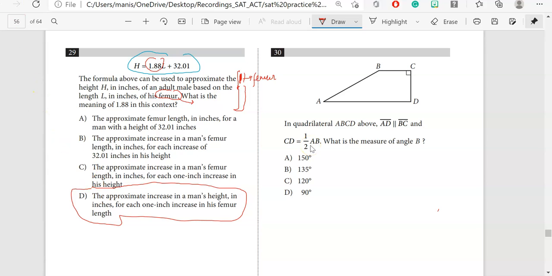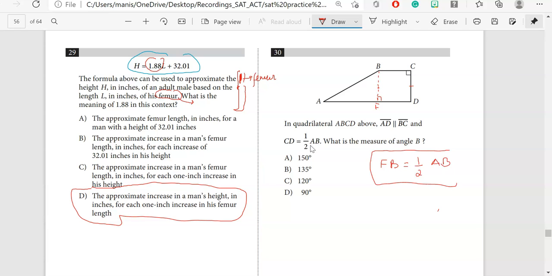So in quadrilateral ABCD above, AD is parallel to BC. What I will do in this case is draw one line over here, and I will name this F, and I will say BF is parallel to CD. Okay, so this is creating a right triangle ABF. Since CD is equal to BF, I can also say that FB is equal to half of AB.